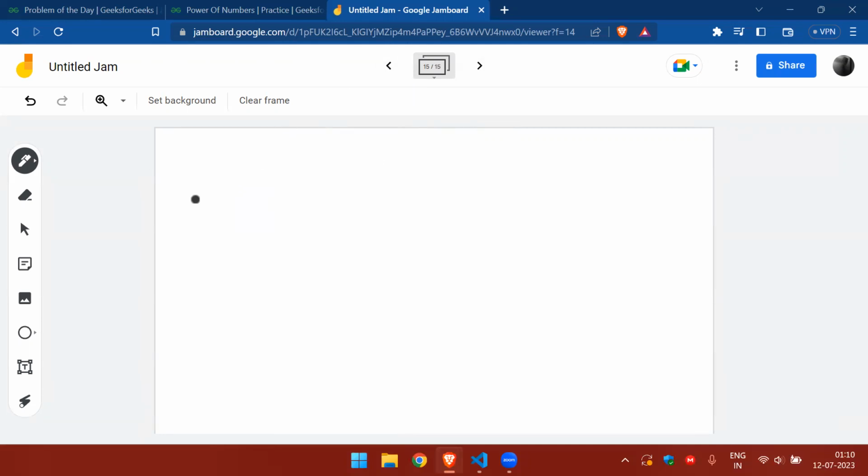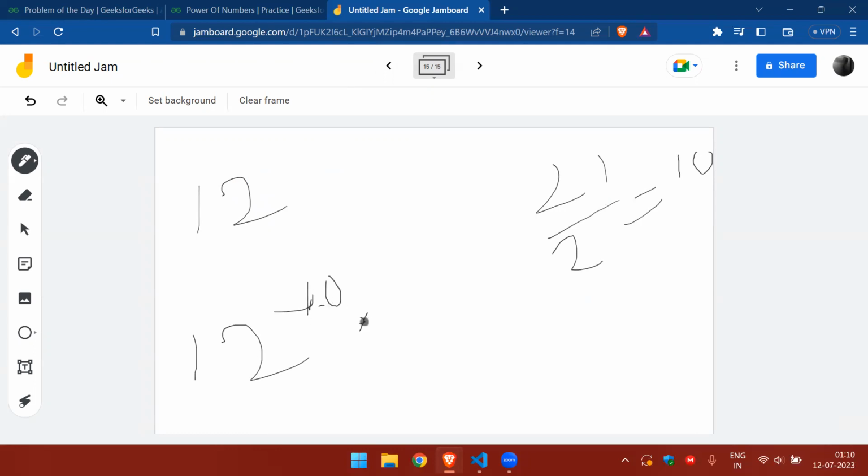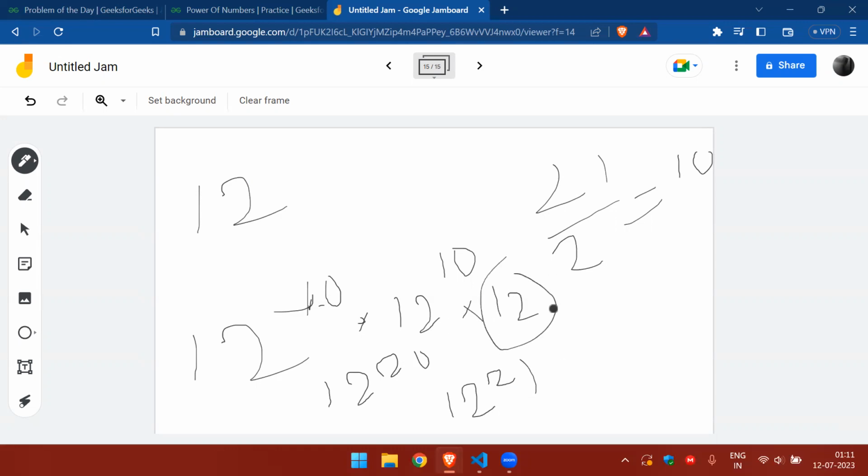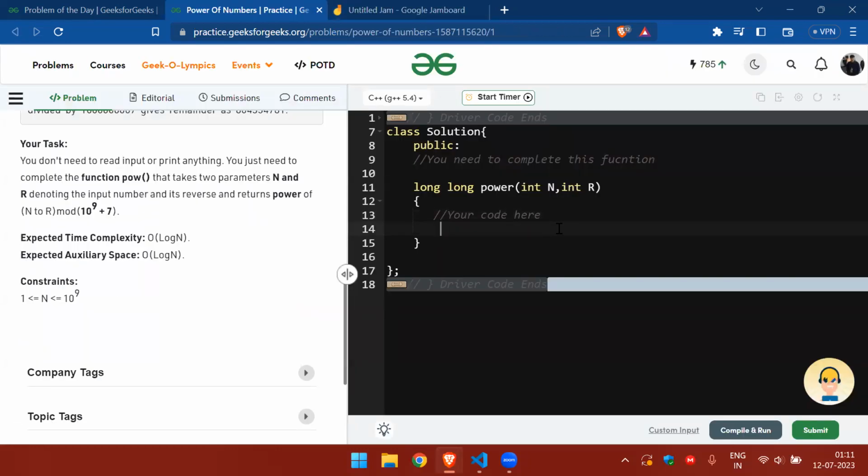But if you implement this logic for r equal to any odd number, for example r equal to 21, if you divide it by 2, you will get 10, because it is integer division. So you will do 12 to the power 10 multiplied by 12 to the power 10, right? This will give you 12 to the power 20. But what we want is 12 to the power 21. So we'll simply multiply the number n again in order to get the desired result. All right, so now let's implement this approach.